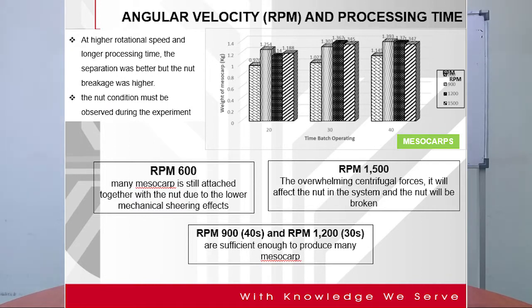Followed by RPM 1500. The overwhelming centrifugal forces inside the nut separator cause the nut to break, and the number of mesocarp is higher. However, the condition of the nut is broken. So the best parameter is RPM 900 at 40 seconds and RPM 1200 at 30 seconds. They are sufficient to produce much mesocarp and good condition of the nut.